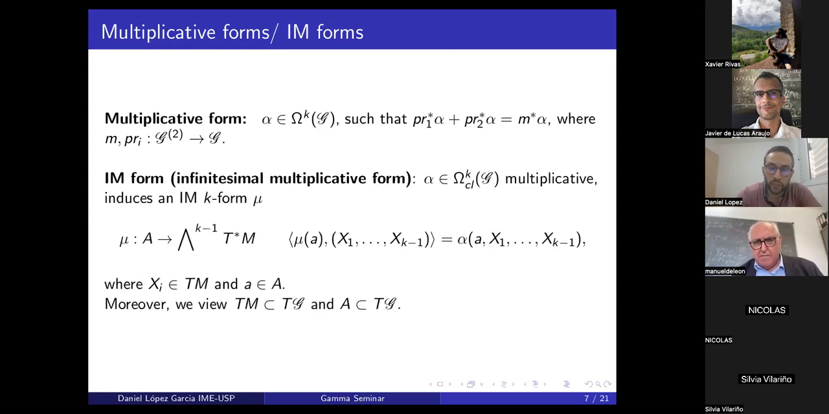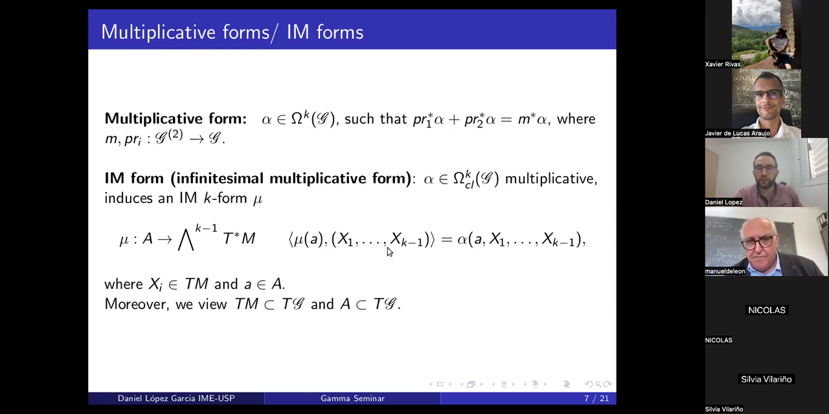We can produce an infinitesimal version of this multiplicative form, which is called an IM form. So let me consider a multiplicative closed k-form alpha. Then you can induce this IM k-form mu, which is a map from this algebroid to the exterior product of the cotangent. There is a canonical definition for that. For example, you consider a vector a on the algebroid. You take mu of a, and you have to evaluate this on k-1 vectors.